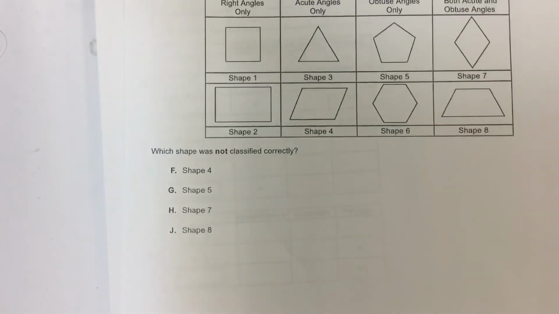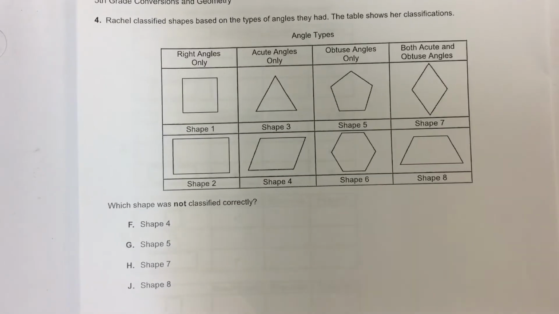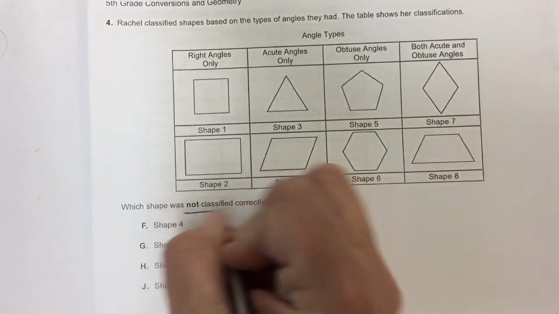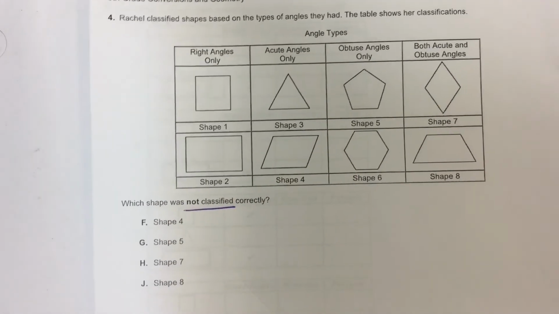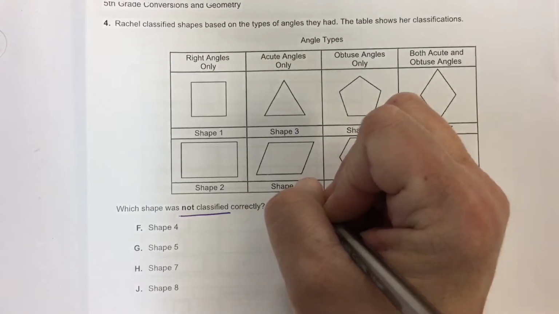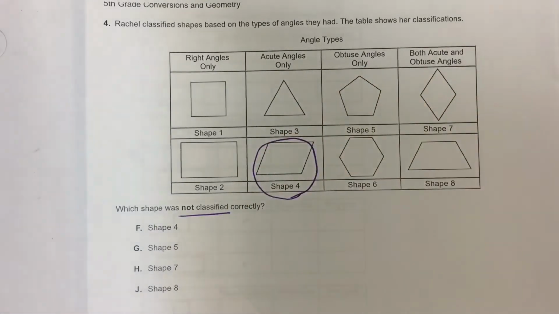Number 4. Rachel classified shapes based on the types of angles they had. The table shows her classification. Which shape does not classify correctly? Which one is not classified correctly? Okay, the one that is not classified correctly is shape 4.